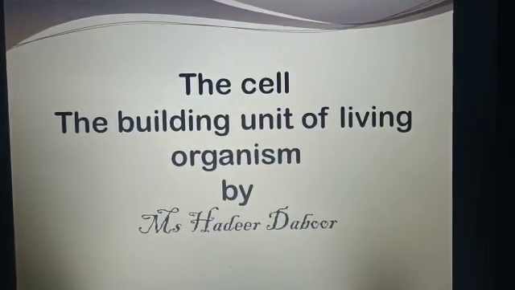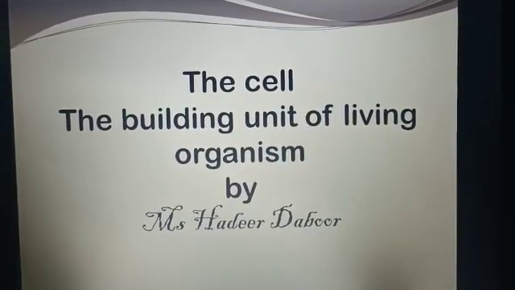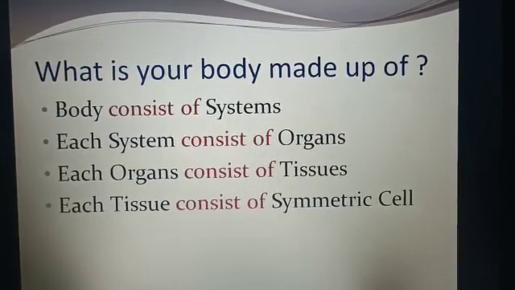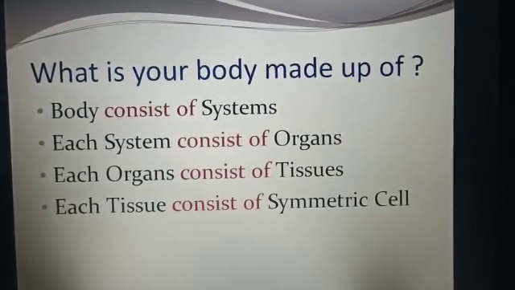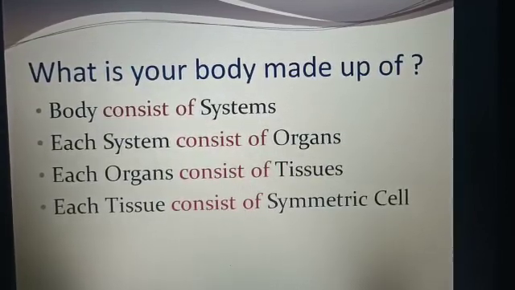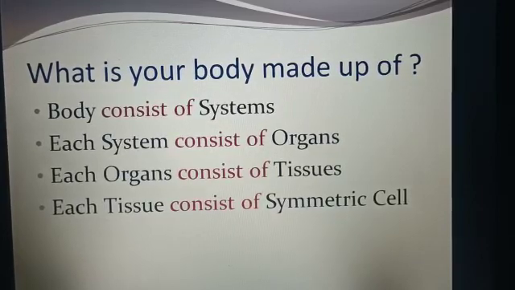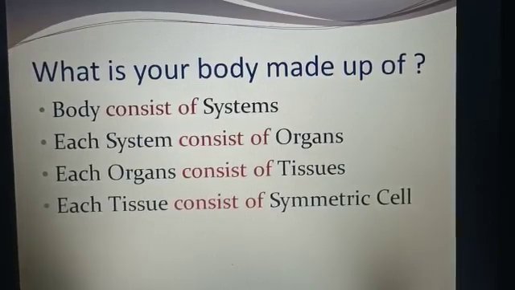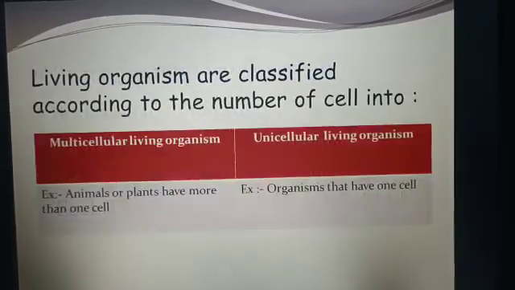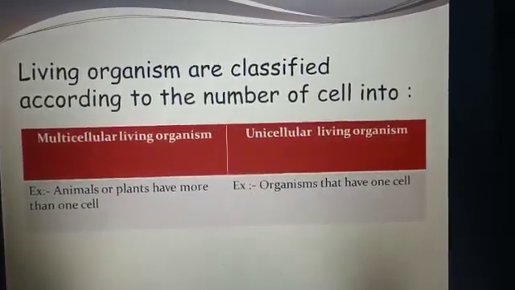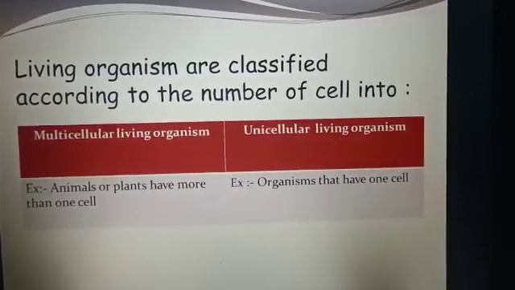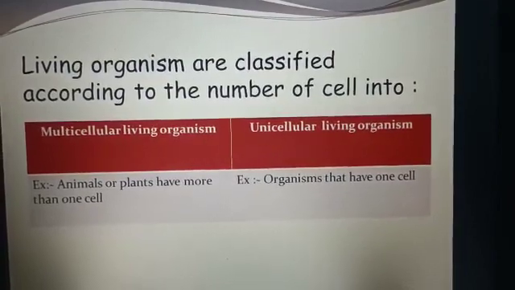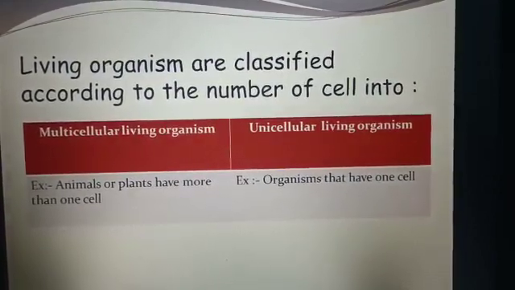We're going to learn about the cell, the building unit of living organisms. From the previous lesson, we know that the body consists of systems, and each system consists of organs, which consist of tissues, and the tissue consists of symmetric cells. The living organisms are classified according to the number of cells into multicellular living organisms and unicellular living organisms.